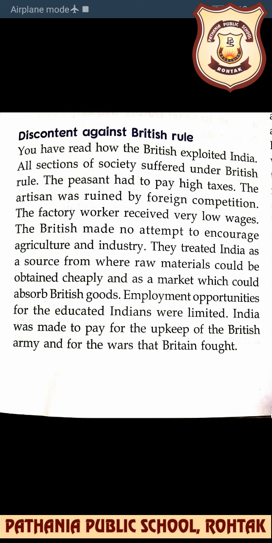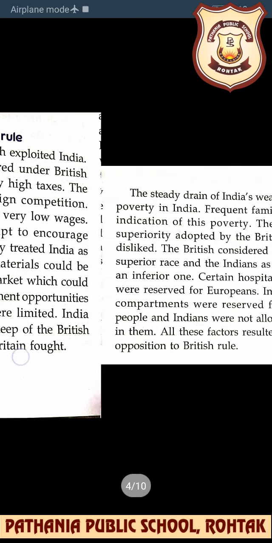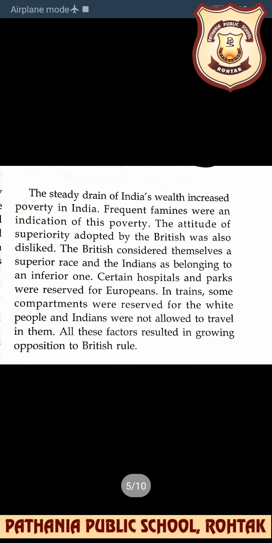As you know, in the First World War and the Second World War, Britain participated. And do you know, from the England side, Indian soldiers also fought that war, and all those expenses were borne by India. This way, there was a steady drain of India's wealth, meaning a continuous drain of India's wealth. Due to that, poverty increased in India. And frequent famines were an indication of this poverty.